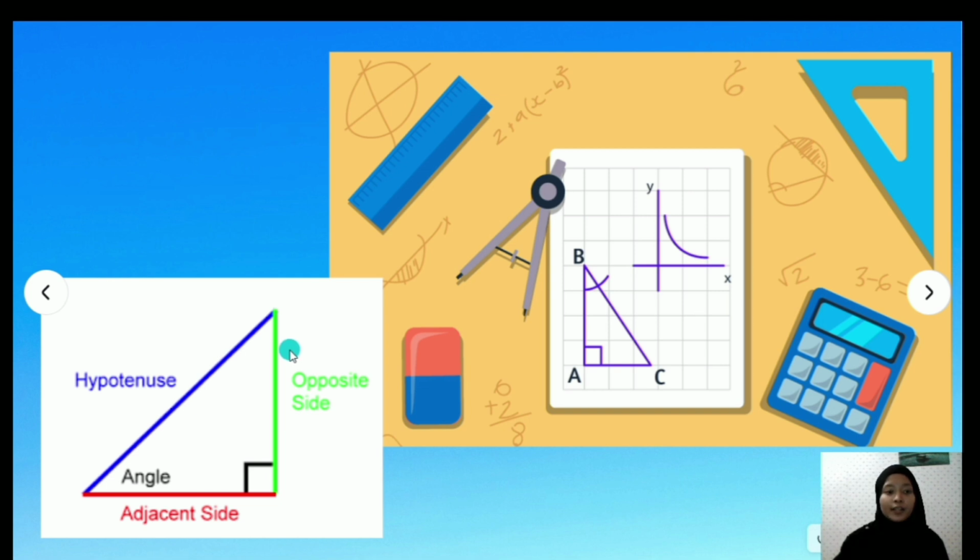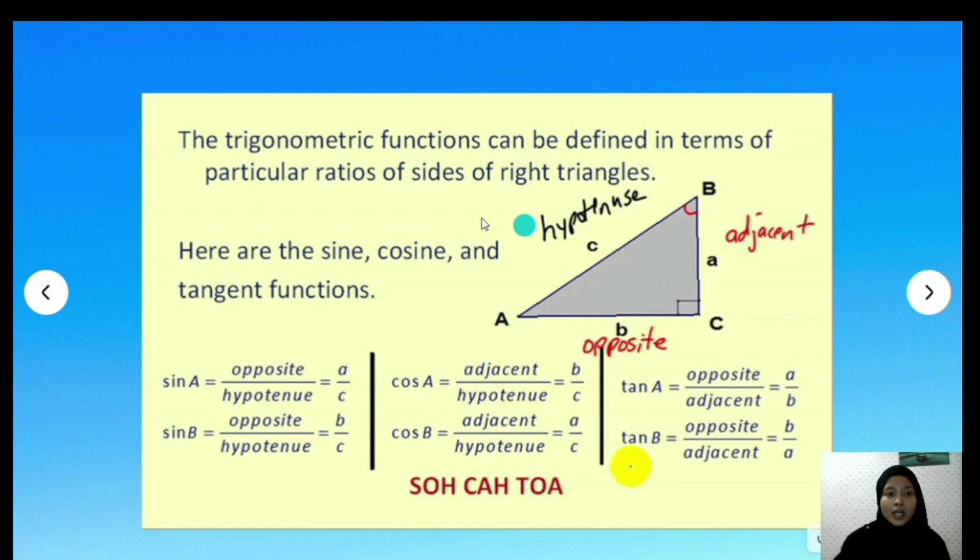Trigonometry can be defined as calculation with triangles, involved with the study of lengths, heights, and angles. Trigonometry and its functions have an enormous number of uses in our daily life. The trigonometric functions can also be defined in terms of particular ratios of sides of right triangles. Here are the sine, cosine, and tangent functions.